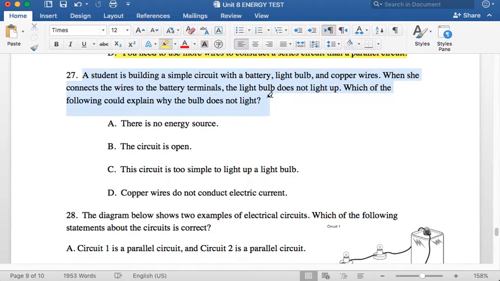Number 27. A student is building a simple circuit with a battery, light bulb, and copper wires. When she connects the wires to the battery terminals, the light bulb does not light up. Which of the following could explain why the bulb does not light? A. There is no energy source. B. The circuit is open. C. This circuit is too simple to light up a light bulb. Or D. Copper wires do not conduct electric current.